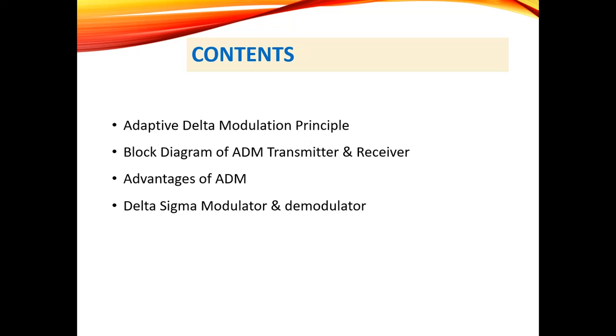So, the contents of today's session are: the working principle of adaptive delta modulation, the different blocks including the ADM transmitter and the receiver section, and the different advantages of ADM. The next and most important point we include in our digital communication technique is the delta sigma modulator and demodulator. We will also see the block schematic of the delta sigma modulator and demodulator and its working principle.